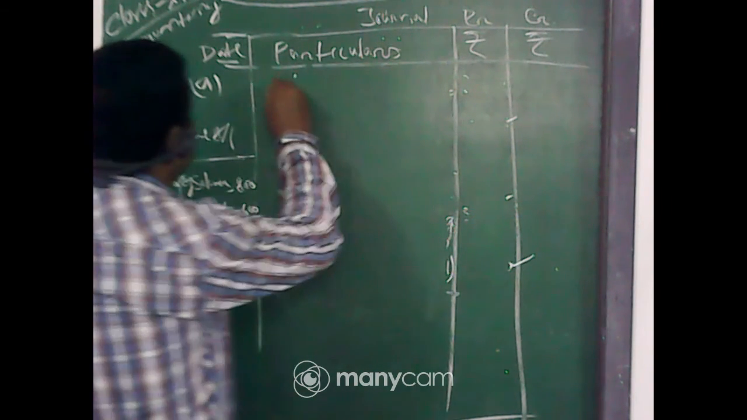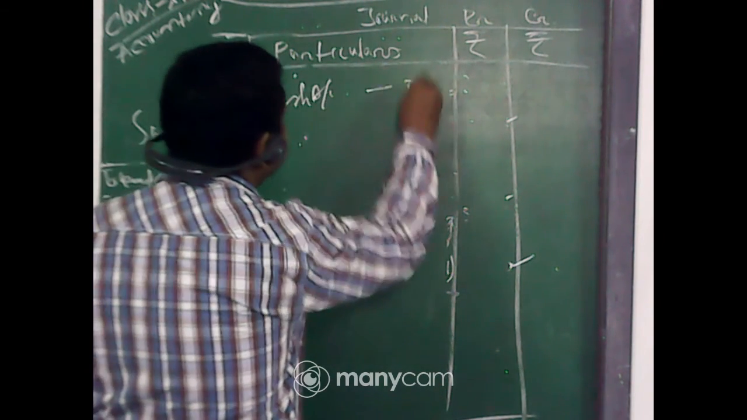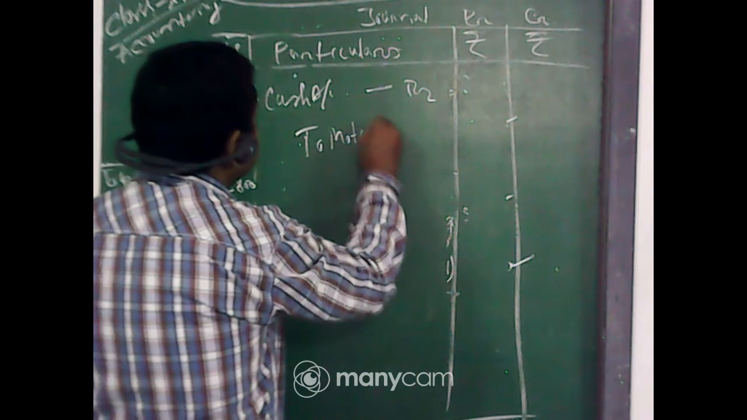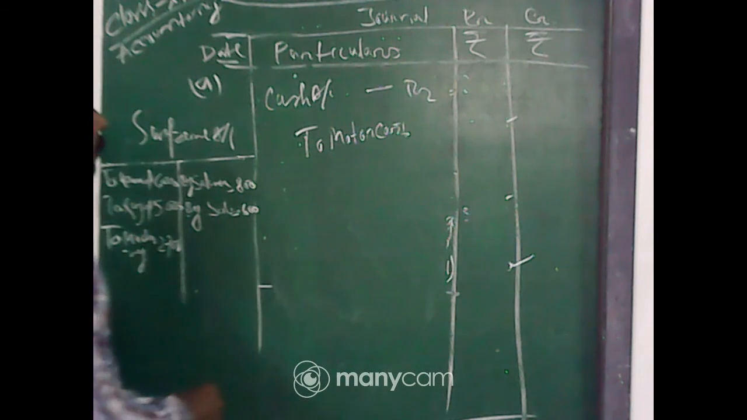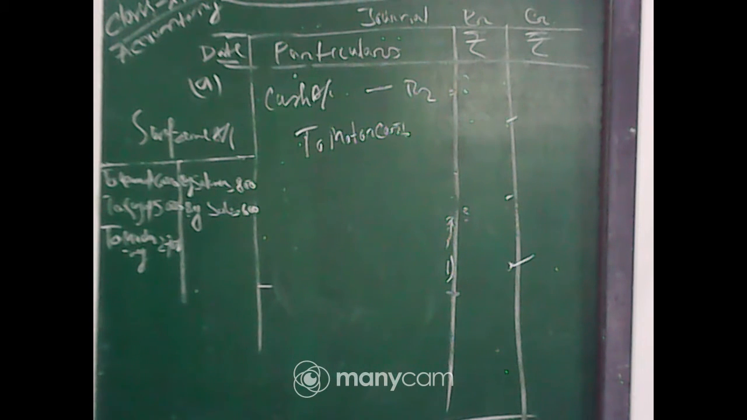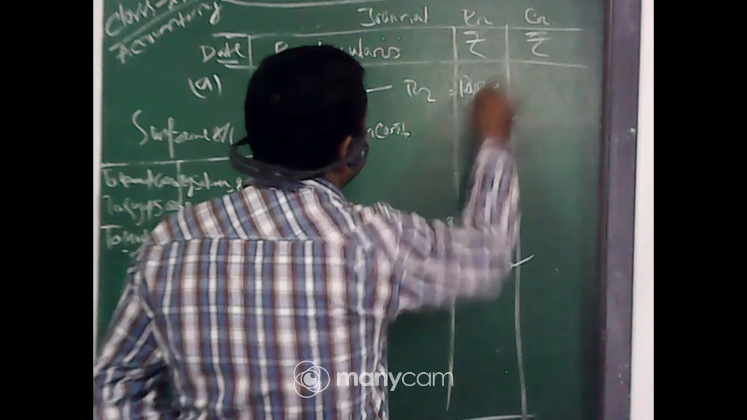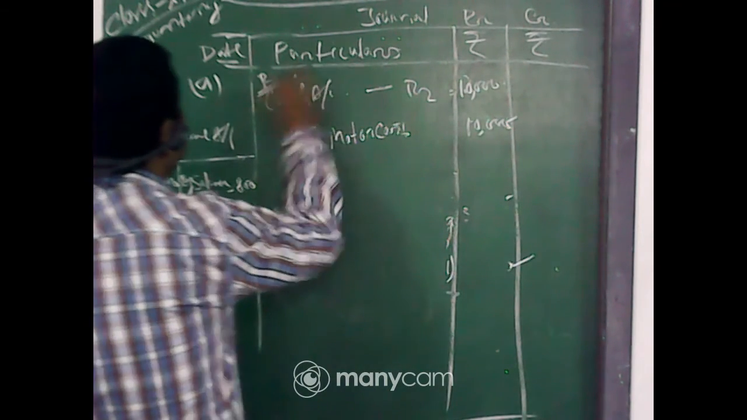Cash account would be debited to motor car, because motor car is a real account, an asset, which goes out, so it is credited. The amount is 10,000. This is the right entry, not a rectification entry.